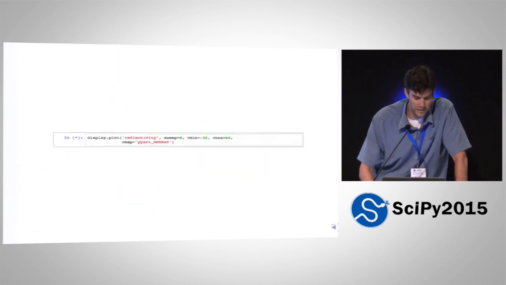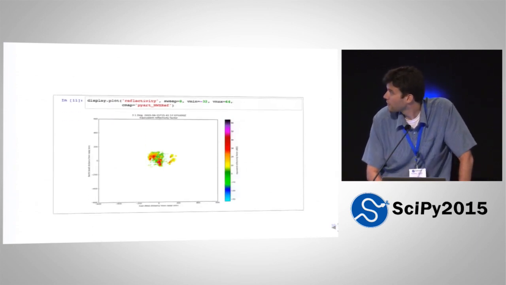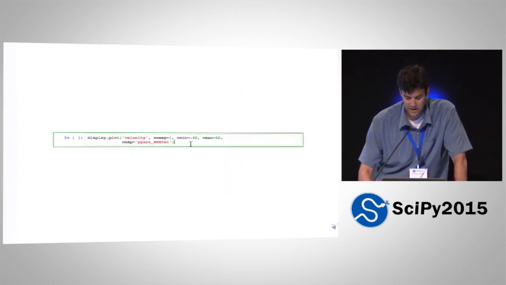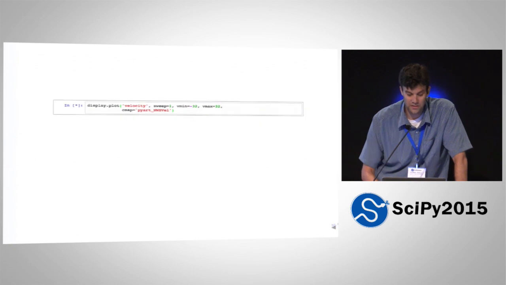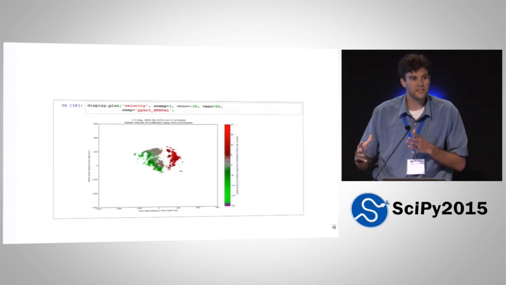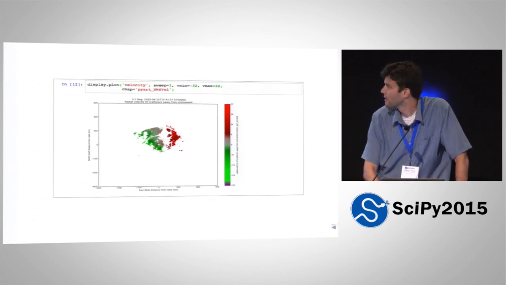We can look at other sweeps, so this is basically the 9th tilt, so I think it's 3.2 degrees up in the air. So this is looking higher up in the atmosphere. We can also look at other moments. So this is the velocity. This is basically a measure of whatever the radar is scattering off, how fast is it moving towards or away from the instrument.